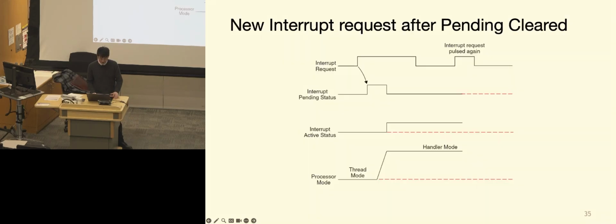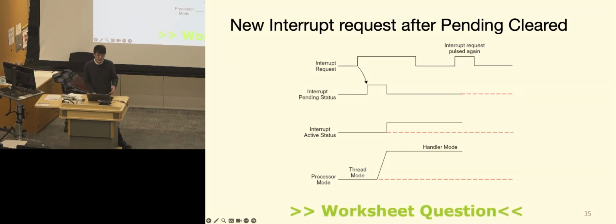Okay, let's do one more. What if the interrupt request, the IRQ, goes high again? What happens to the remaining three of them? Before it goes high again, before the processor comes back from the handler mode, the interrupt active is still high, but the pending is already down because the processor already went to handler mode. Okay. Yeah, let's take another two minutes.